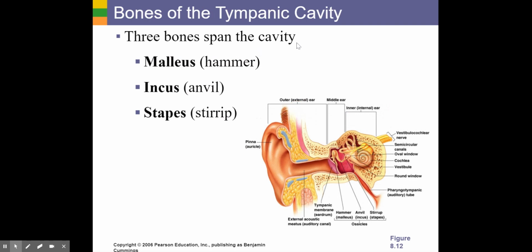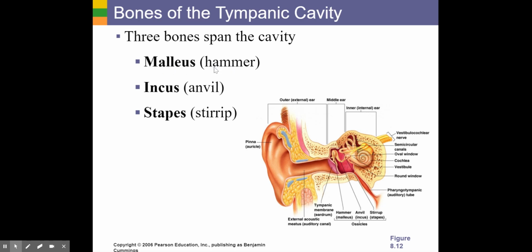Inside of that inner or middle ear, we have those three bones that we always talk about. The hammer, anvil, and stirrup, better known as the malleus, incus, and stapes, when we talk about them in medical terms. They're named essentially because that's what they look like.